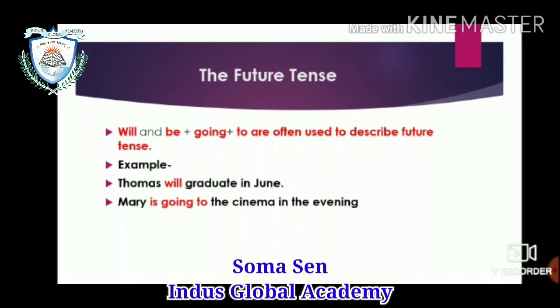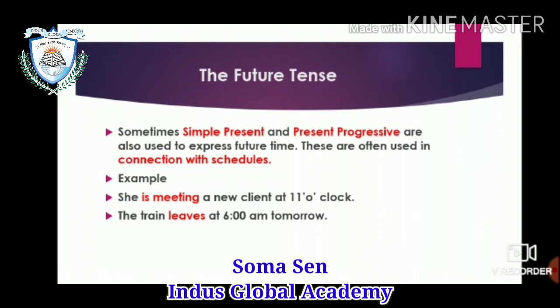Right? We move on. The future tense. Sometimes simple present and present progressive are also used to describe future time. How come? Simple present and future tense? No, not possible. But let me correct you. It is possible. Whenever I am using simple present and present progressive or present continuous tense in connection with schedules. In connection with schedules, if I am using, then it is absolutely correct. But if there is no scheduling, then I am wrong.